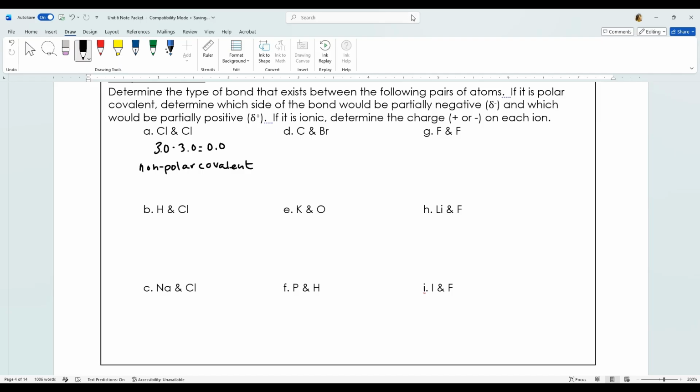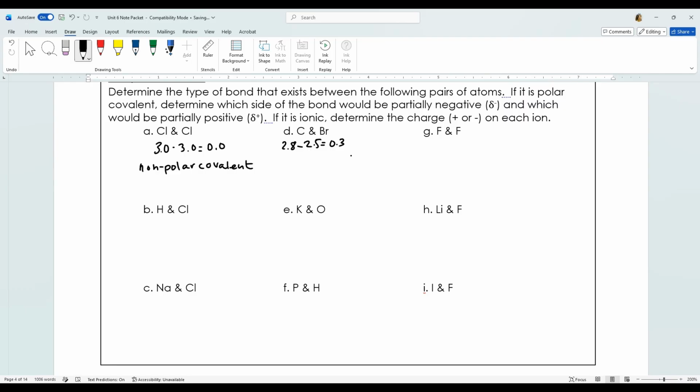Let's try carbon and bromine. Bromine looks like it has a slightly larger electronegativity. Bromine is 2.8, whereas carbon is 2.5. And when I subtract them, I get 0.3. So now we're at the point where it's fine, you get the idea. Because this is right on the cusp, it says 0.3 is nonpolar covalent, but it's also polar covalent.